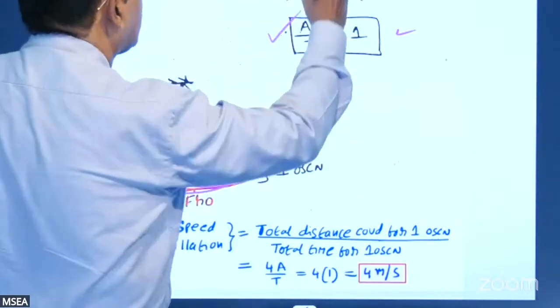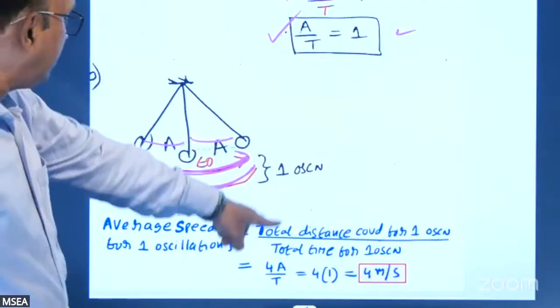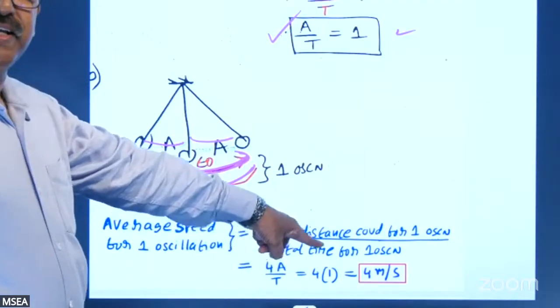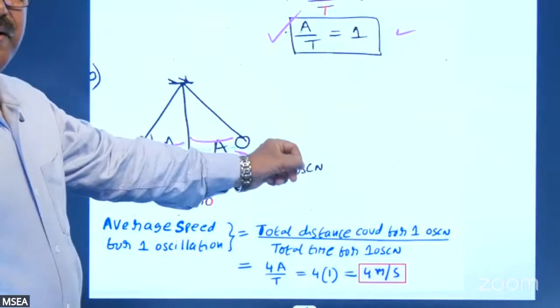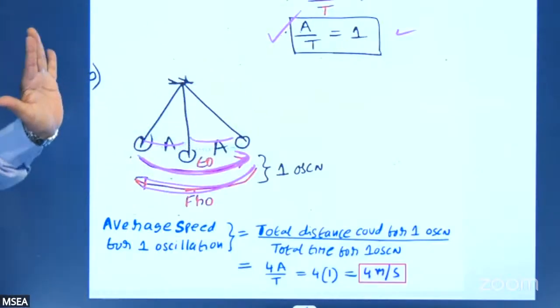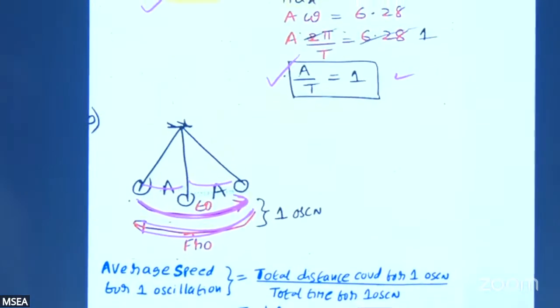Out of which A by T we have already found to be 1 from the first step. So 4 into 1 equals 4 meter per second. Okay, a simple but an important model.